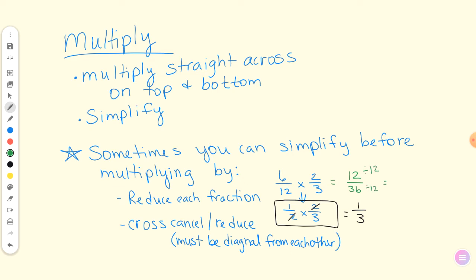What is 12 divided by 12? 1. What is 36 divided by 12? 3. Did we get the same answer? Yes, okay? It's just oftentimes if we reduce sooner, if we cross-cancel, cross-reduce at the beginning, we have smaller numbers to multiply, okay? Lower numbers to do math with. Okay, so now we're just going to do several examples.